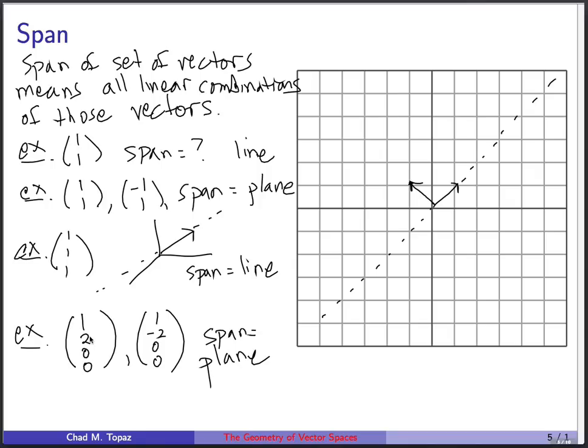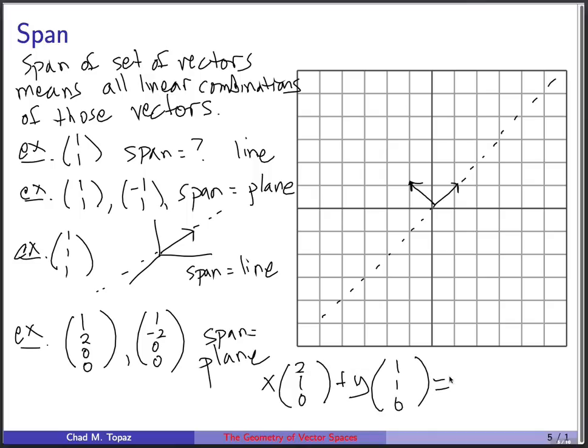The only other thing I want to say about span, to connect it to the talk we've been doing about linear equations, is that when you write a linear combination like x(2, 1, 0) + y(1, 1, 0) = (6, 2, 5), what you're asking is, are there any steps you can take of these 2 vectors to get to this vector? In the current language, this means, is this vector on the right-hand side in the span of these 2 vectors? In this case, it turns out that it's not.